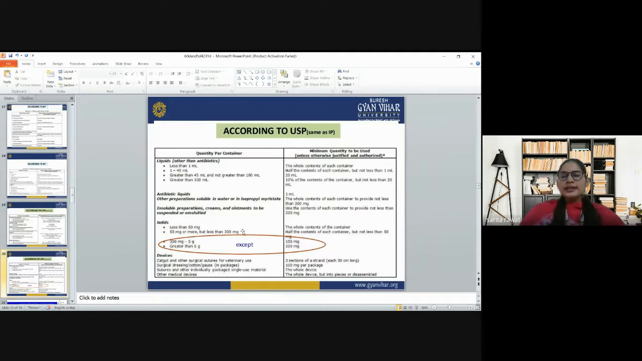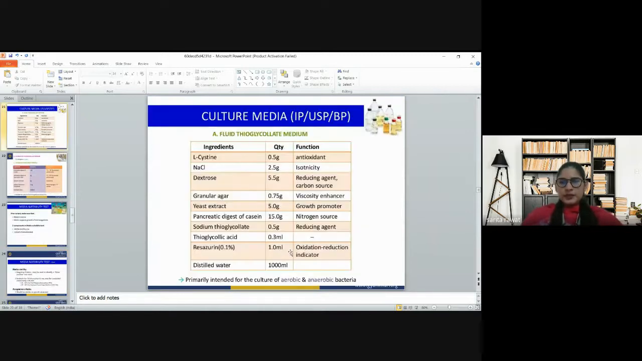Now, all the things are the same for USP and BP, except in solids. If we are taking 300 mg to 500 grams, so greater than 5 gram, we have to take 150 mg and 500 mg for sterility testing. So this is the difference between USP and IP sterility testing.